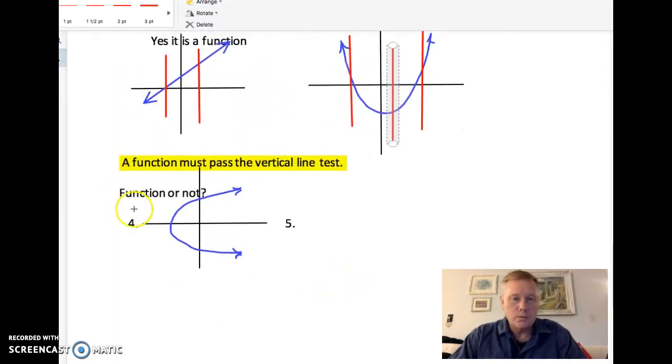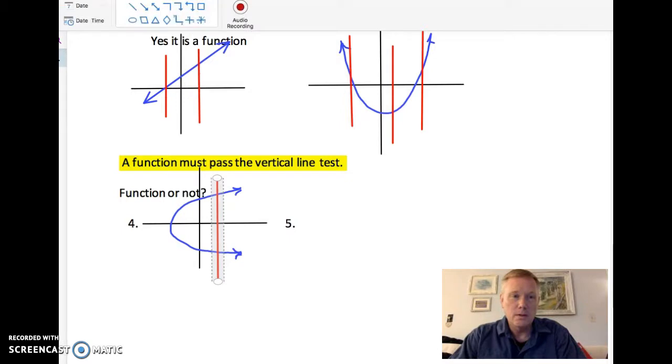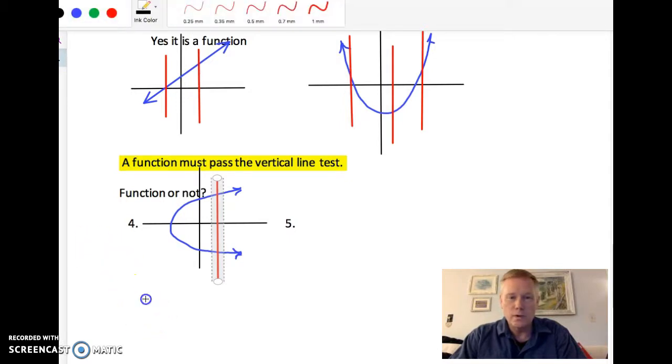Now this one over here, that was number 4 here, that one's number 5, and this one's number 6, even though my things got moved around a little bit. This one's different. You see how that red line, the vertical line, hits that blue curve in 2 spots? That one's not a function, all right? So the first 2 are functions, and this third one here is not a function.